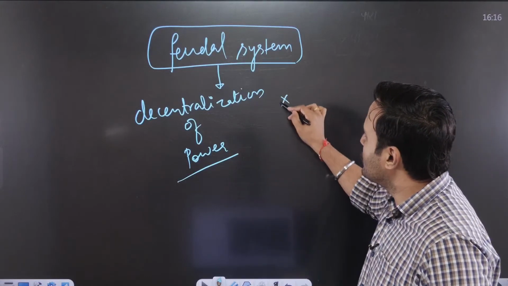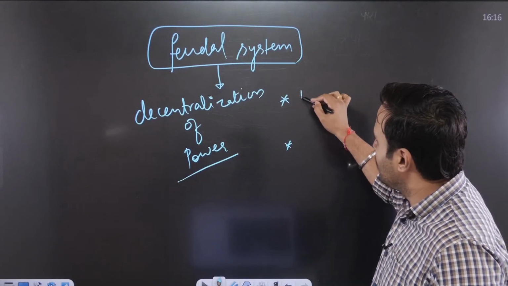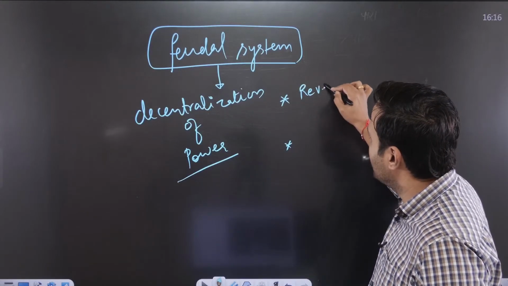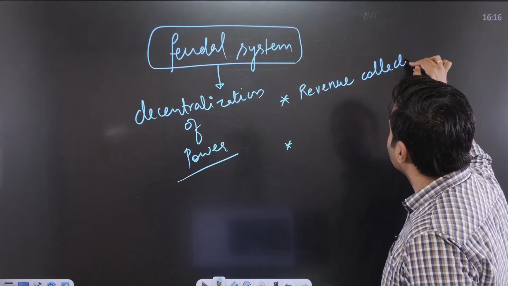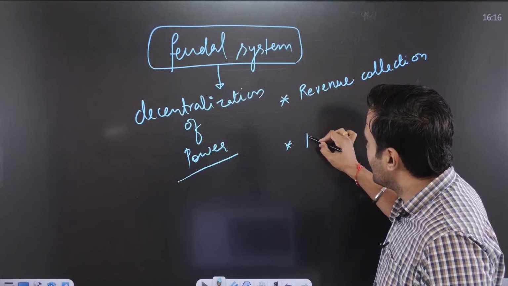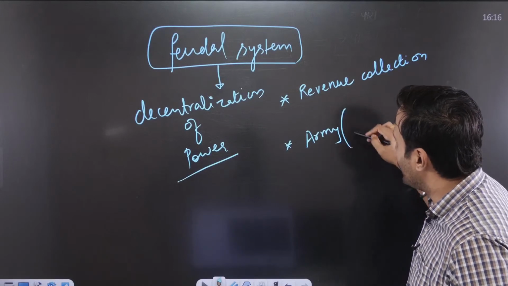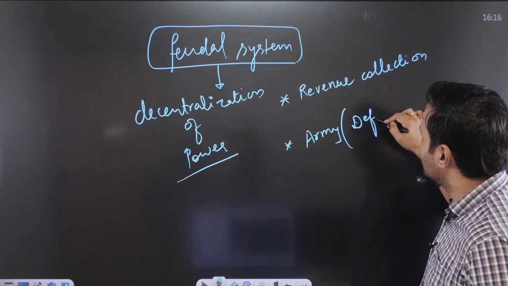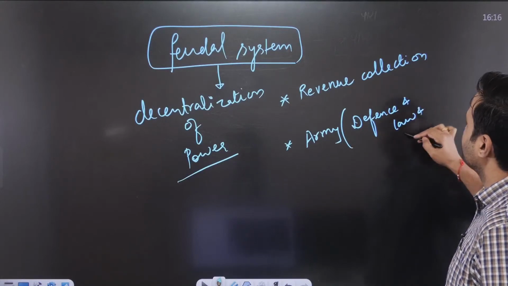Remember that mainly 2 factors are there. The 2 factors which include the revenue collection, okay everybody, revenue collection, and the army. Army is required for the purpose of defense and law and order.